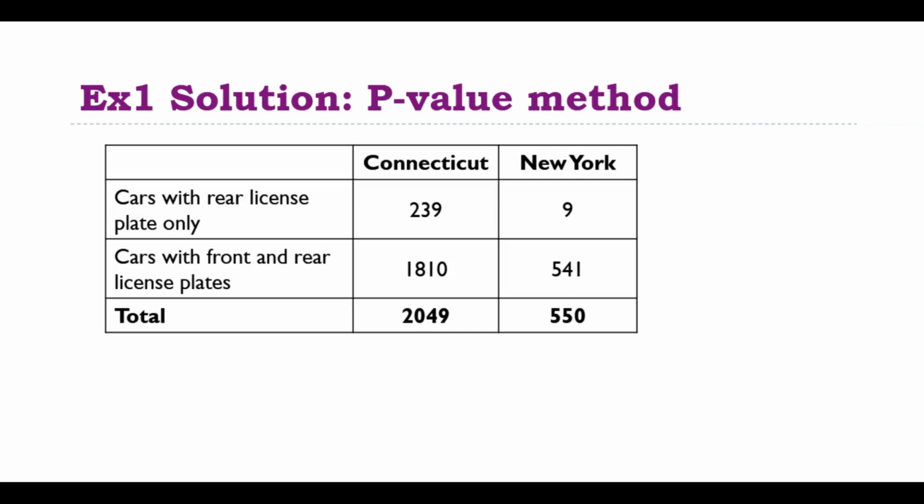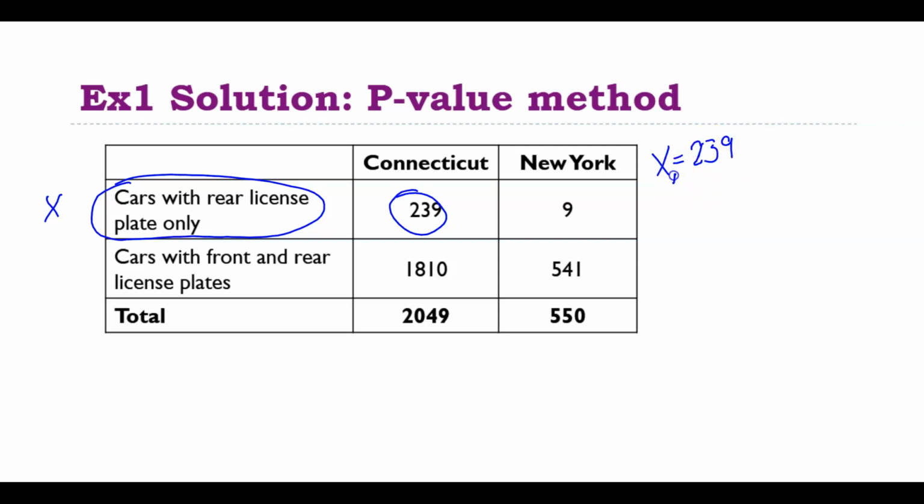It's always a good idea to organize the information into a table or write down what we have. So I created this table with the information that we're given. We will consider the number of successes to be the cars with rare license plates only. For Connecticut, this will be X. For Connecticut, the number of cars with rare license plate only is 239. Let's write down X is 239.